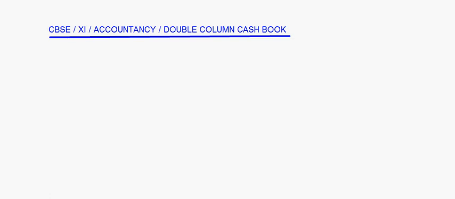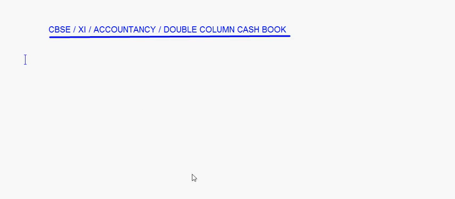Today let's take up the double column cash book. In our previous sessions we have already seen the single column cash book and how to do questions pertaining to the single column cash book. Now let's first of all try to understand what a double column cash book is and what type of transactions will come in the double column cash book, right?